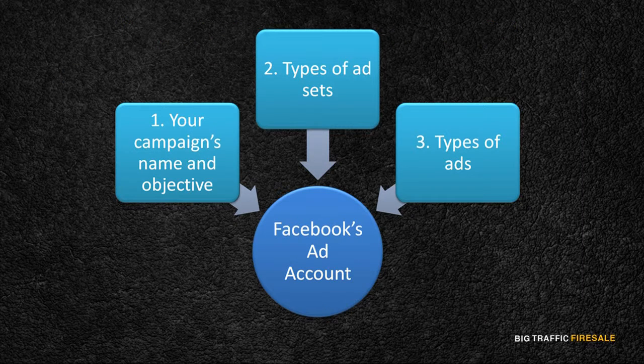goals. There are 3 main categories in which the Facebook ad account uses to organize your ads. 1. Your campaign's name and objectives. 2. Your ad sets, which include targeting, budgeting, bidding, placement, schedule. 3. Types of ads, which include copy, images, media, destination.